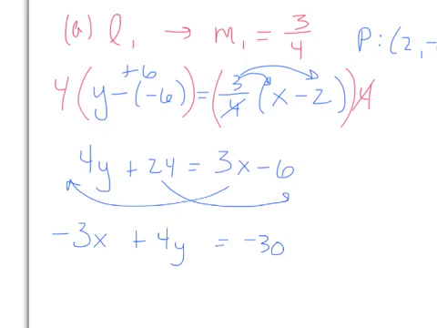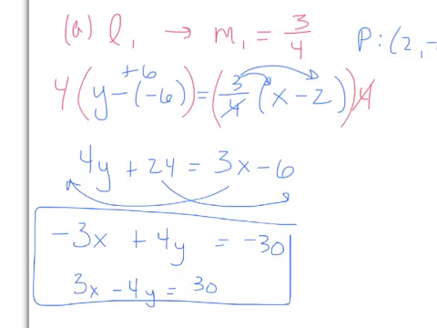Your book has a tendency to want to use positive a values. It really does not matter, okay? So again, you could express this as 3x minus 4y equals 30 by multiplying everything by negative 1. So either of these two are a possible solution for part A. Let's take a look at part B.